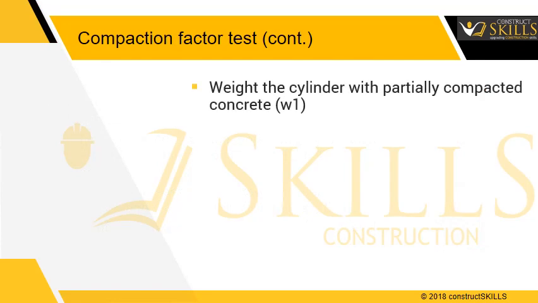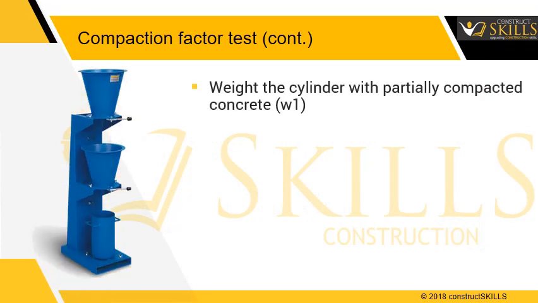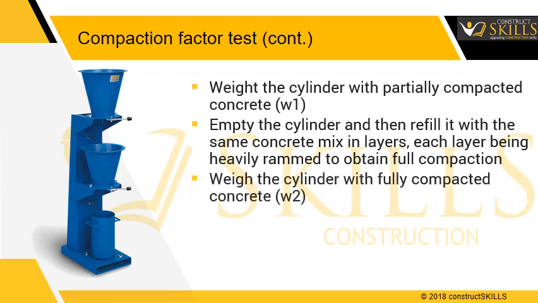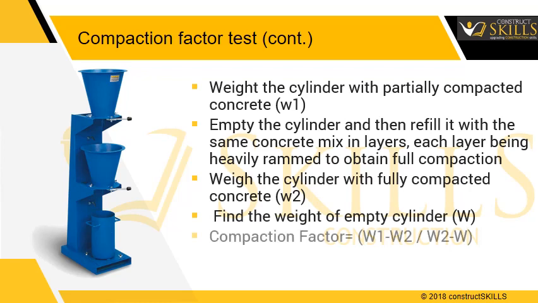Weigh the cylinder with partially compacted concrete, which will be W1. Empty the cylinder and then refill it with the same concrete mix in layers, with each layer being heavily rammed to obtain full compaction. Weigh the cylinder with fully compacted concrete, noted W2. Find the weight of the empty cylinder, which will be W. Now to find the compaction factor: (W1 minus W) upon (W2 minus W).